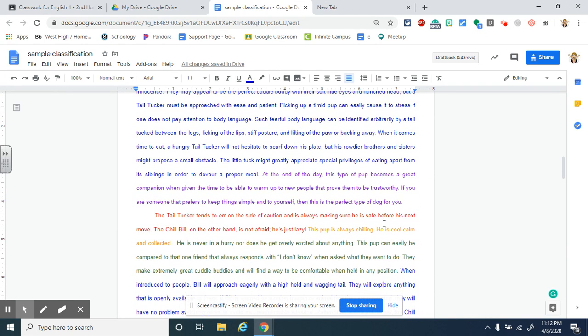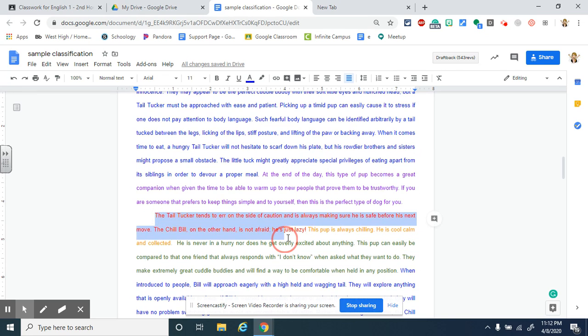And then we have the so what piece, so why it matters. At the end of the day, this type of pup becomes a great companion when given the time to warm up to new people that prove themselves to be trustworthy. If you are someone that prefers to keep things simple and to yourself, then this is a perfect type of dog for you. All right, so now we're on to body paragraph 2.